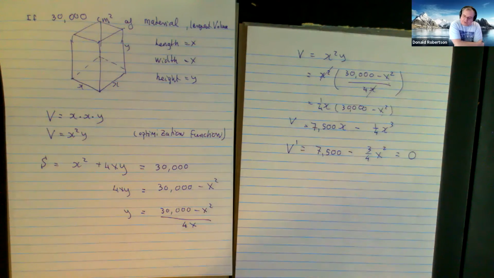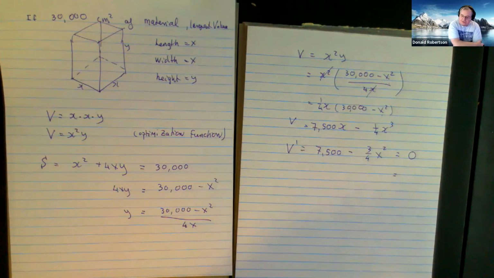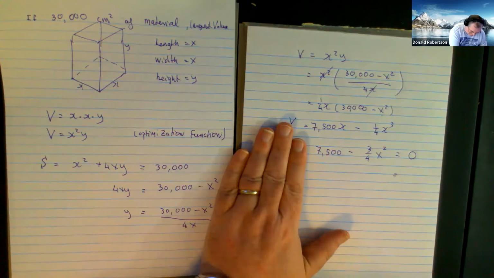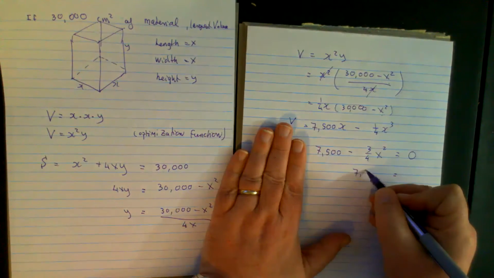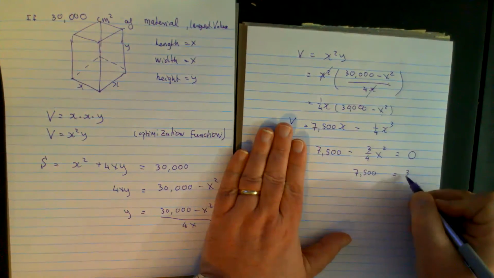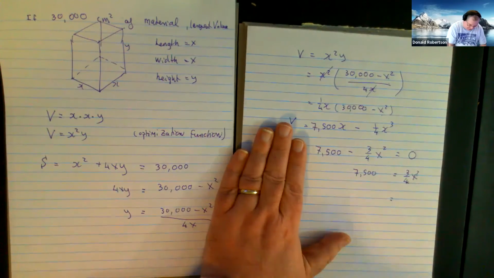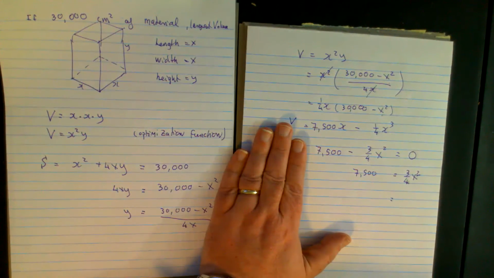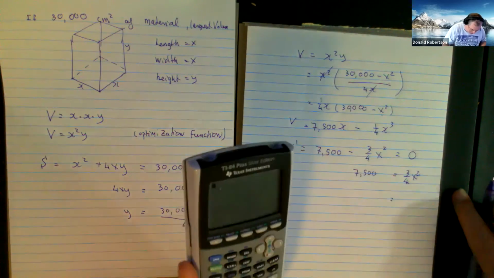Again, exact values are expected here, so we aren't allowed to just put it into decimals and find out the number. We have to solve it. What could I do to both sides to solve for x here? Add 3/4 x squared. Okay, what do I do next? Multiply by 4/3. Oh, great. Divide both sides by 3/4, which is the same as multiplying by 4/3.